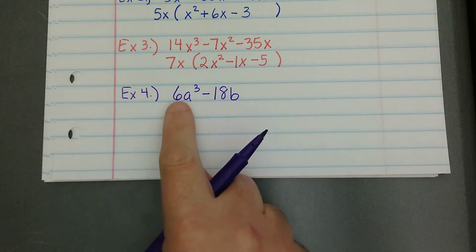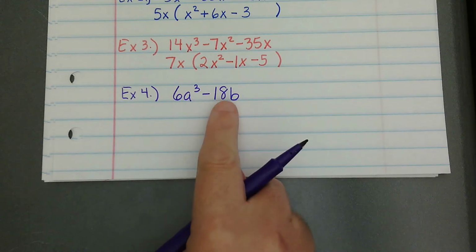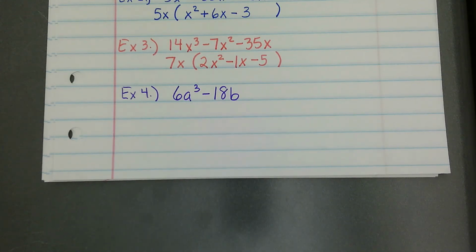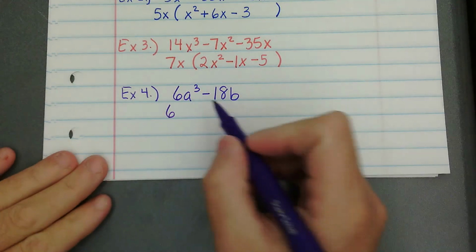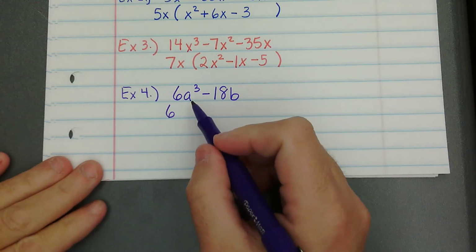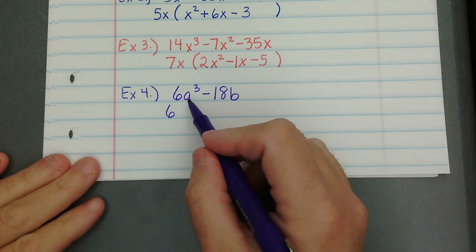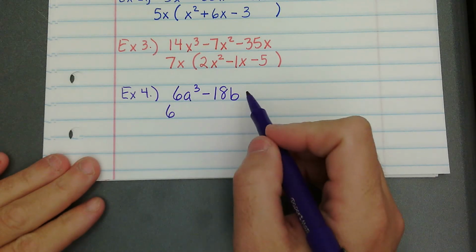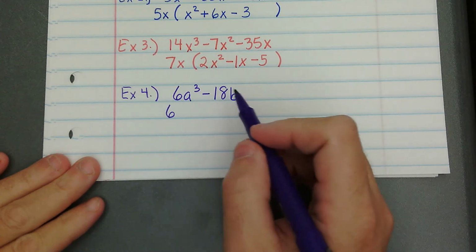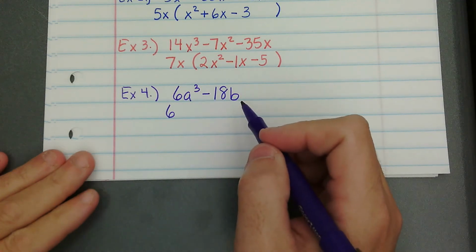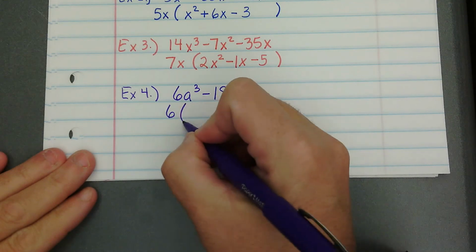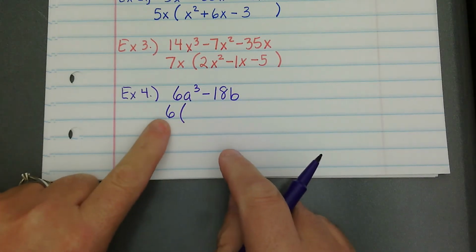Now our GCF is what's the biggest number that divides into 6 and also 18? If you're thinking 6, you're correct. And as far as the variables go, if we've got a to the third and we've got b, is there any of them that have all a's? Are there any of them that have all b's? No. So that means that the only GCF we have here is 6.